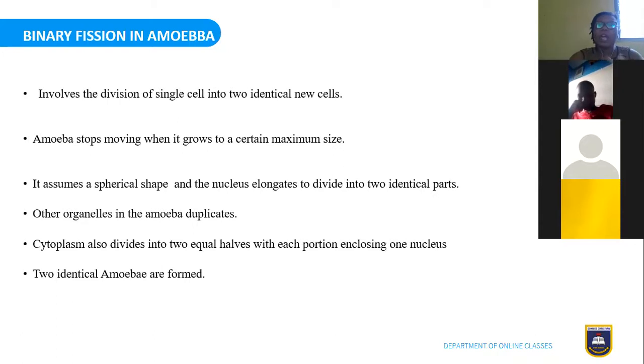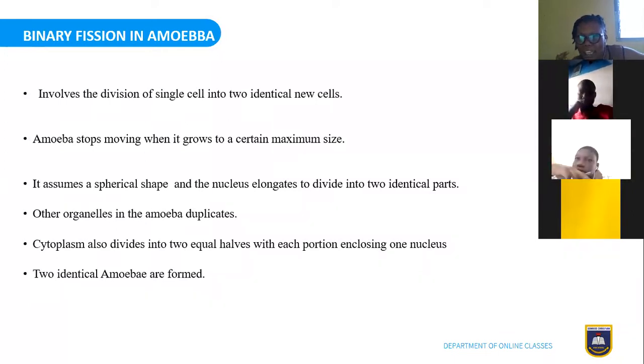Now, when the nucleus elongates, mind you that with our knowledge of cells, we said in every cell division, two processes occur. These two processes are karyokinesis and cytokinesis. When these two processes come to an end, we can say cells have successfully divided. So when the parent amoeba gets to that size, it elongates, and then the nucleus will divide. Remember that in cell division, karyokinesis occurs first before cytokinesis. There is no way cytokinesis will occur before karyokinesis.